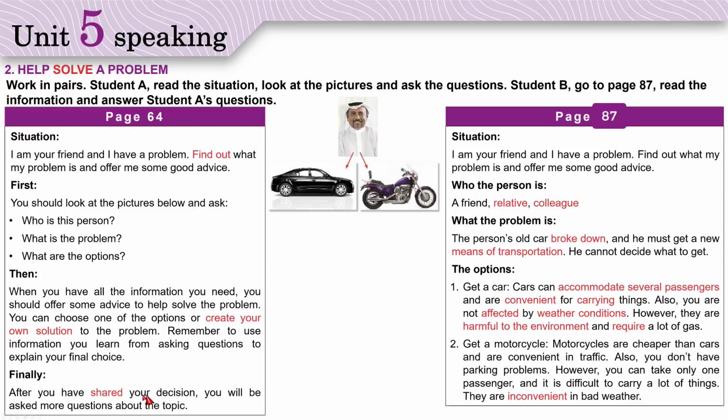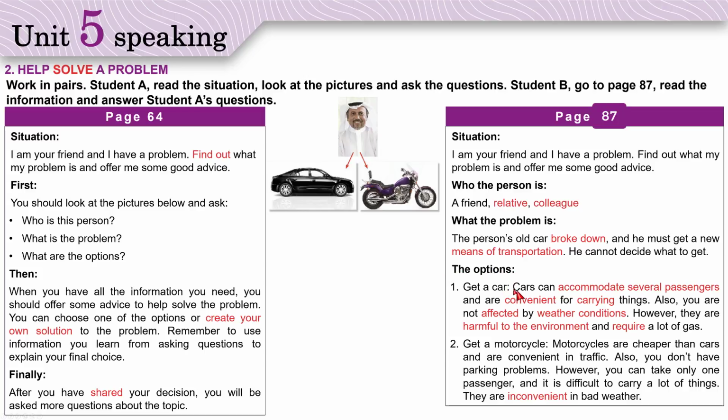Finally, after you have shared your decision, after you tell your decision to your partner, you will be asked more questions about the topic. Student B, who is this person? He is a friend, a relative, one of your family members, or a colleague, someone you work with. What is the problem? The person's old car broke down. It's not working anymore, and he must get a new means of transportation. Means of transportation means a way to get to places, to go to work or go to school, like cars, buses, motorcycles. He cannot decide what to get, which to choose.